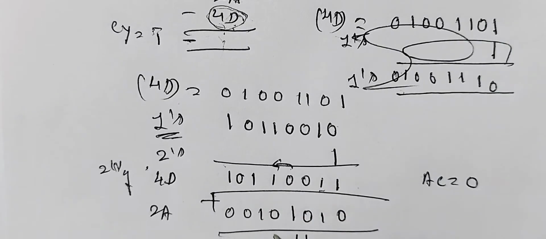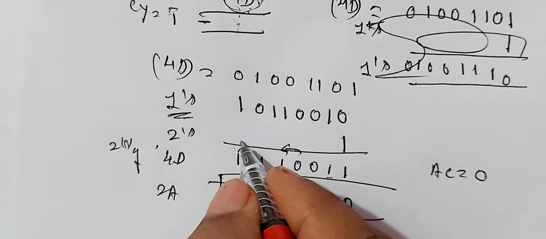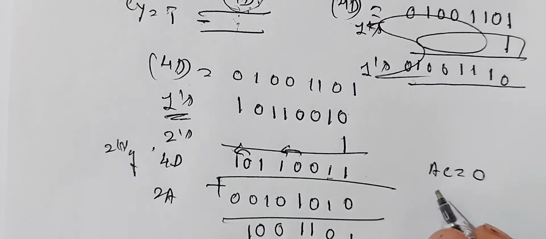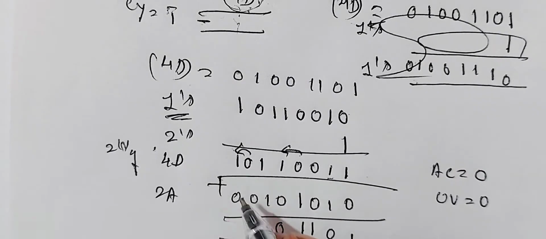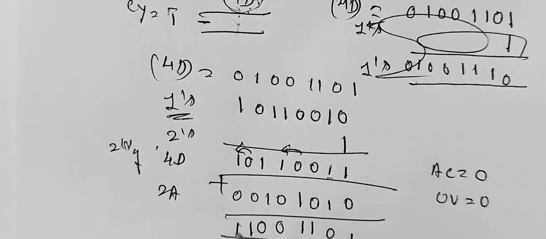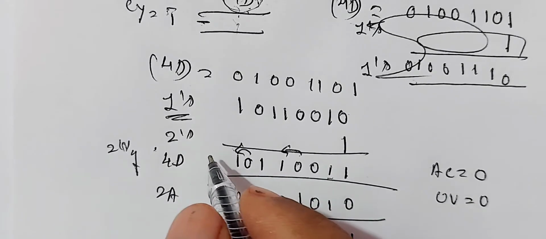1 plus 0 is 0. 1 plus 1 is 0, carry 1, 1. There is no carry from D6 to D7. Therefore, overflow flag is 0. 1 plus 0 is 1. And there is no carry from the final.